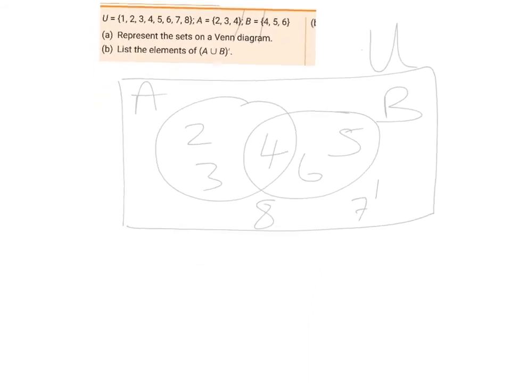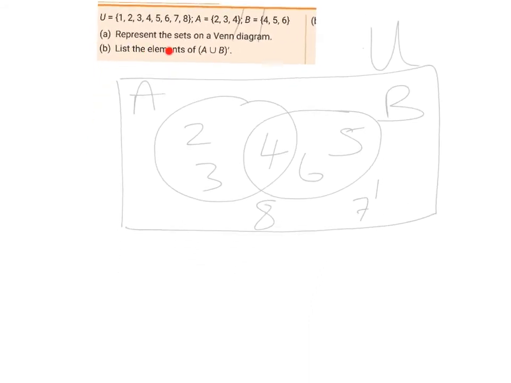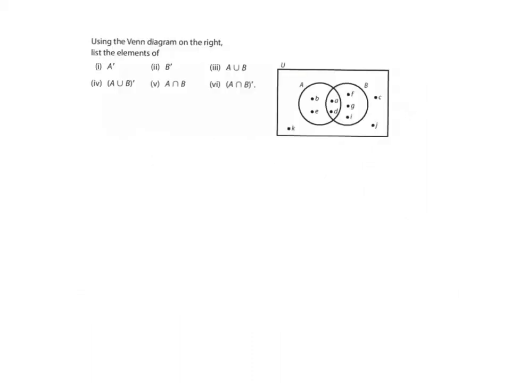They asked us to list the elements of A union B complement. Okay, so A union B complement is everything that's outside of A and B. So it's not in A or B. So A union B complement in this set would be 1, 7 and 8. It's everything that is outside of A union B. Okay, so then just going on with these ones again. So now we have A complement, B complement, A union B complement. Then they want us to find A intersection B and A intersection B complement.